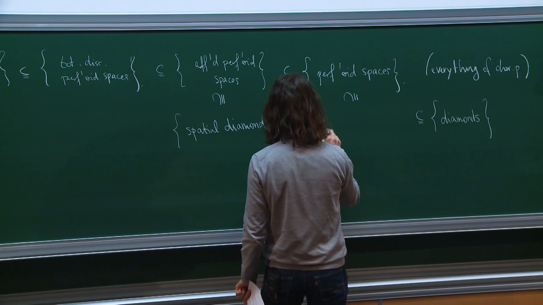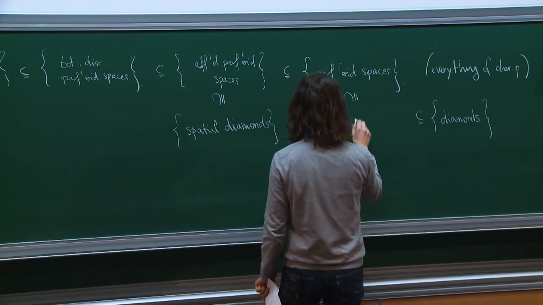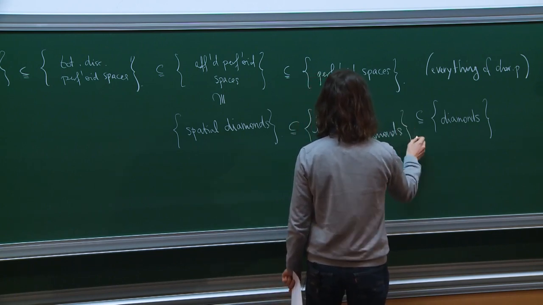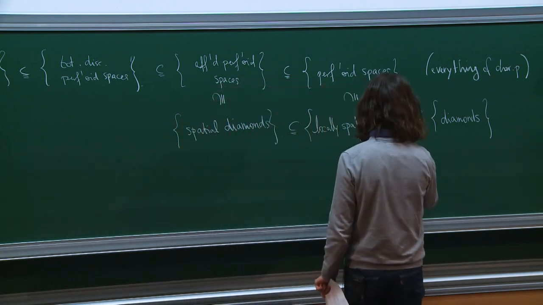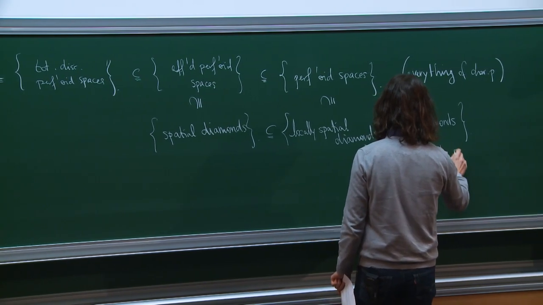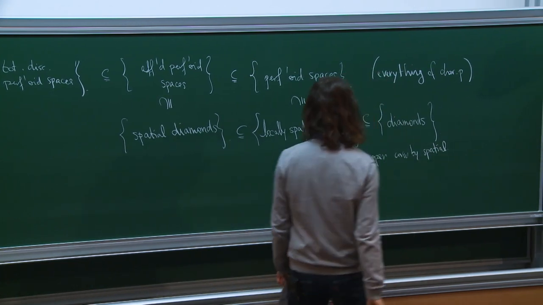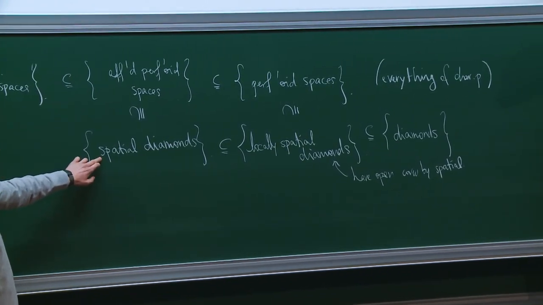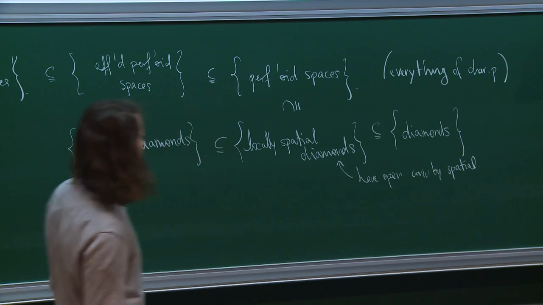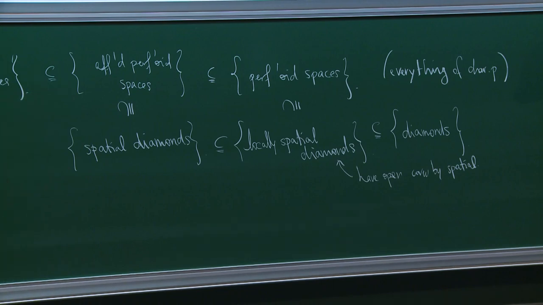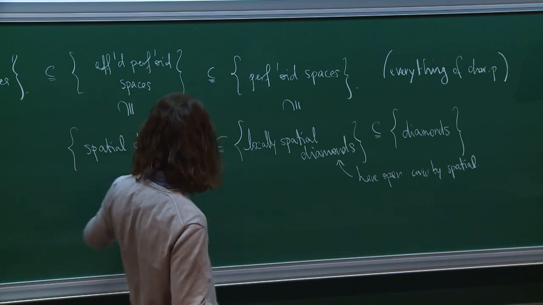And you can slightly weaken this and talk about locally spatial diamonds. So these are ones which have an open subcover by spatial ones. Well, this is a quasi-compact and quasi-separatedness condition. It's like locally spectral. So these have a spectral underlying topological space, and these have a locally spectral underlying topological space. Okay? And if you have such a guy whose underlying topological space is spectral again, then you are spatial.